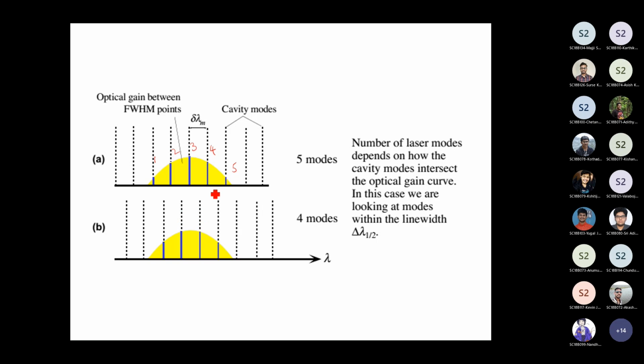If I can change how these discrete frequencies or discrete wavelengths are going to intersect this gain curve, then instead of 5, I can make it only 4. So here you see that there are 5 discrete wavelength components, but here I am having only 4.